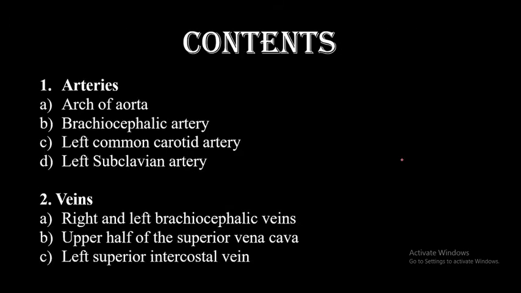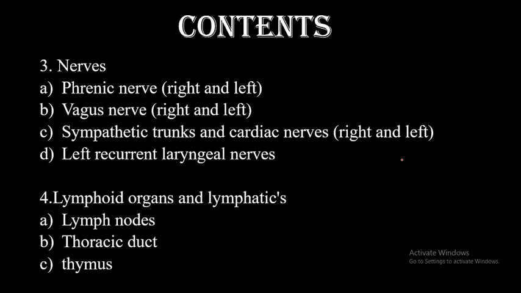Okay, now coming to the contents which are present in the superior mediastinum. So first are the arteries, which are very important. These include the arch of the aorta and its three branches, that is the brachiocephalic artery, left common carotid artery, and the left subclavian artery here. Then includes the veins, that is the right and the left brachiocephalic veins, upper half of the superior vena cava, and the left superior intercostal veins here.